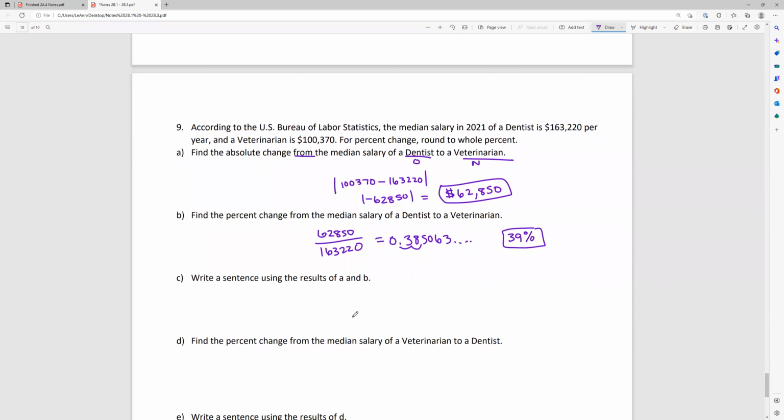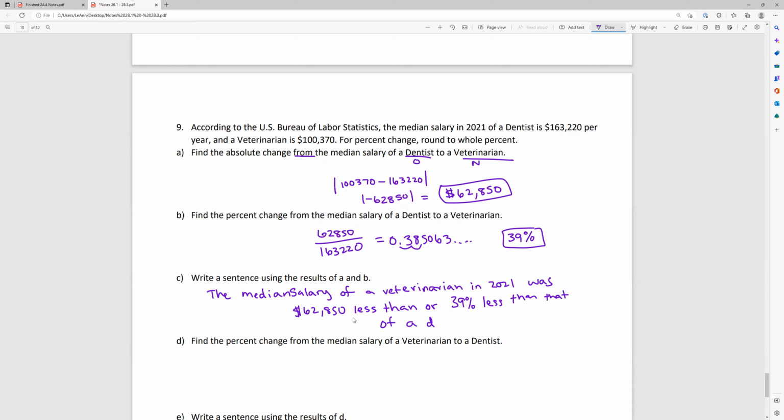And then write a sentence. So the median salary of, and we usually reference the new one here, a veterinarian in 2021 was $62,850, and we were less than, remember the veterinarian made less than, or 39% less than that of a dentist.